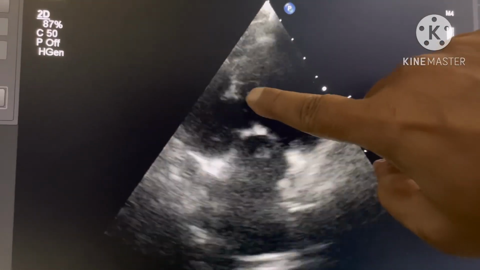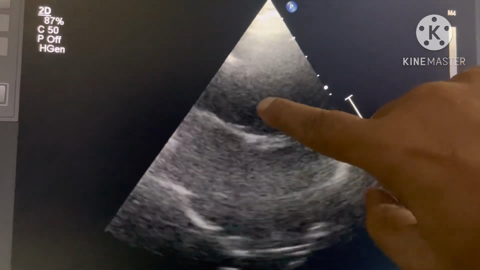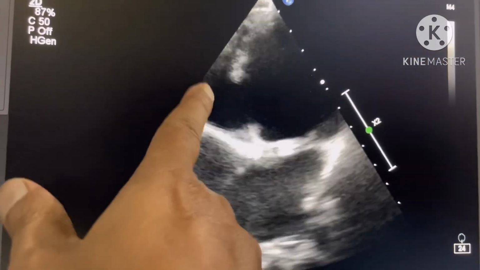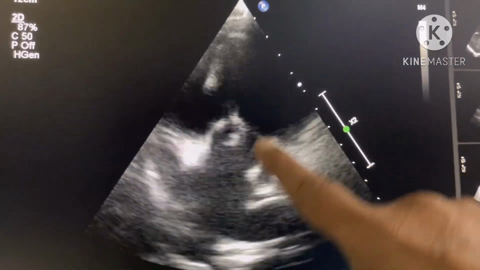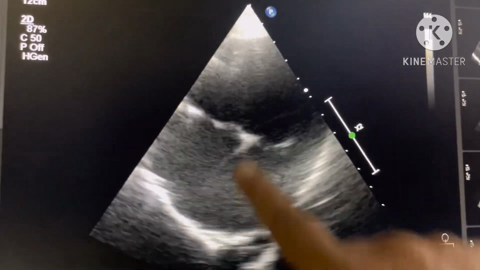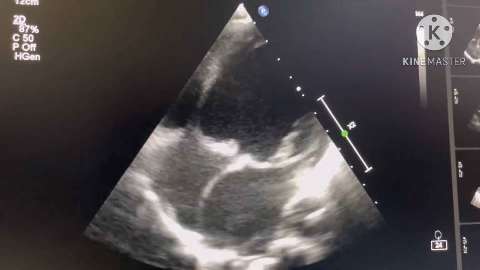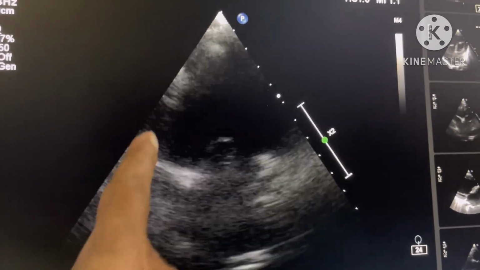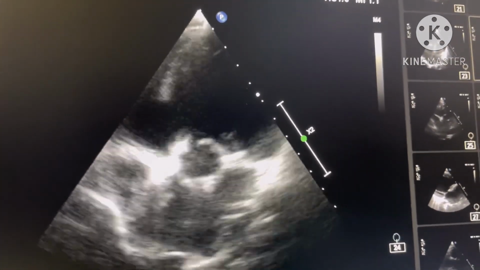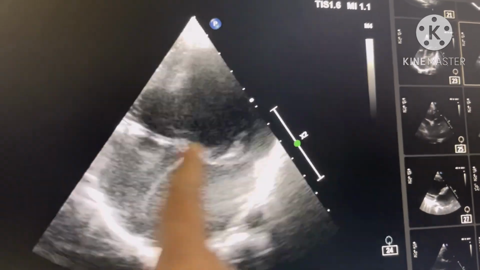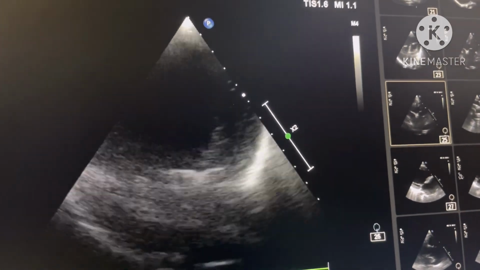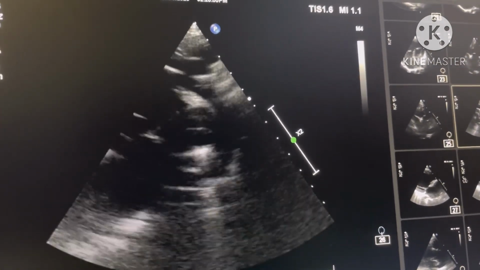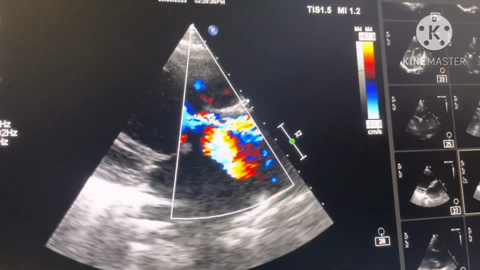This is the VSD in the right ventricle. This is the pulmonary artery from the left ventricle. The right ventricle gives the aorta. So this is a case of D-transposition of great arteries.